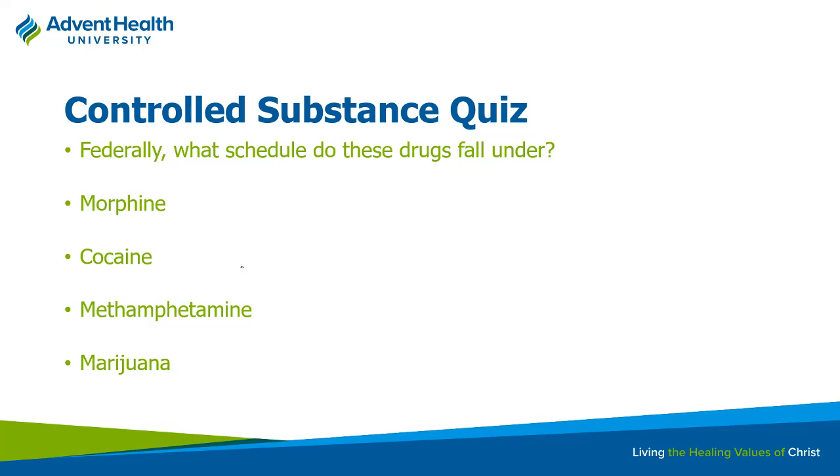Schedule 2 substance, right? So high abuse potential, but is there a medical use for it? 100%. Yeah, absolutely. Treat it for pain. Good. How about cocaine? Actually, Schedule 2. We can use it for ophthalmologic procedures or ENT procedures. It's a really good anesthetic, and it's also a really good vasoconstrictor.